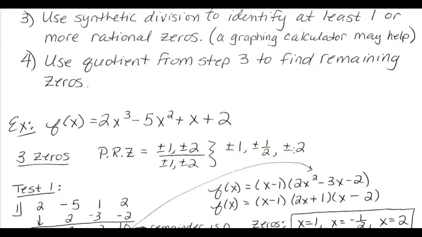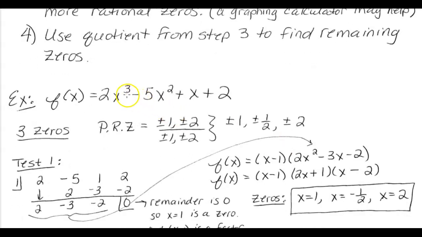If I don't have a graphing calculator, I'm just going to start trying numbers until I at least find 1. If I can find 1, my result will get me down to a second degree, and any second degree polynomial we know how to solve. We know how to solve quadratic equations. So that kind of tells you how many you need to find on your own. If it's degree 3, you need at least 1. If it's degree 4, you'll want at least 2, etc.